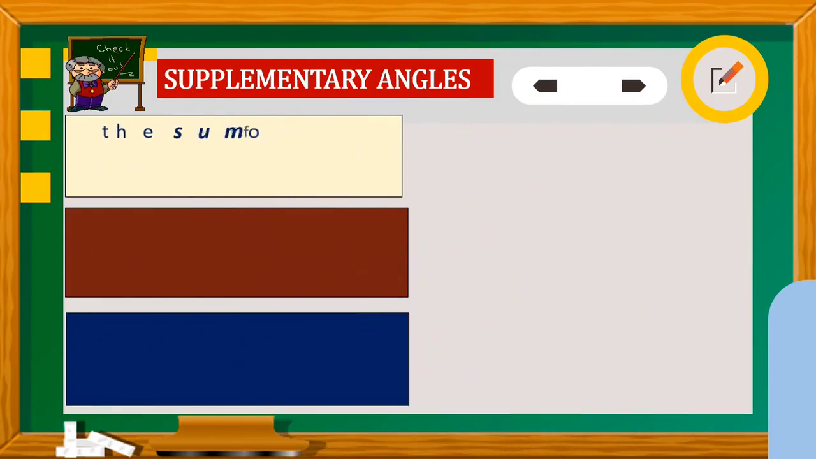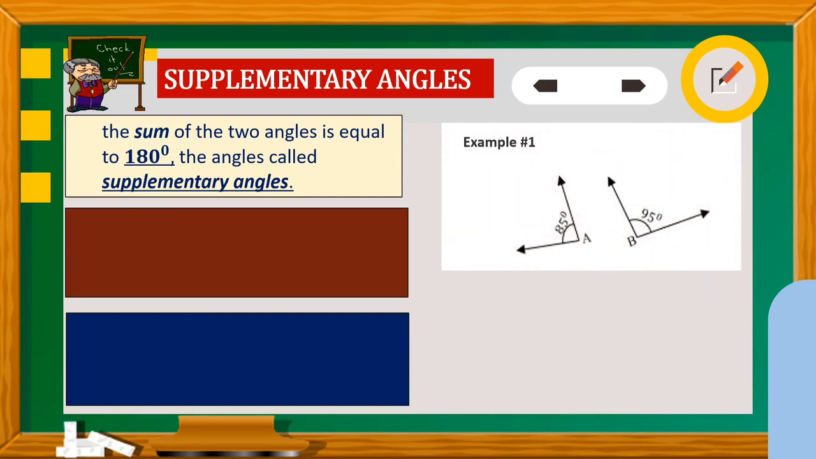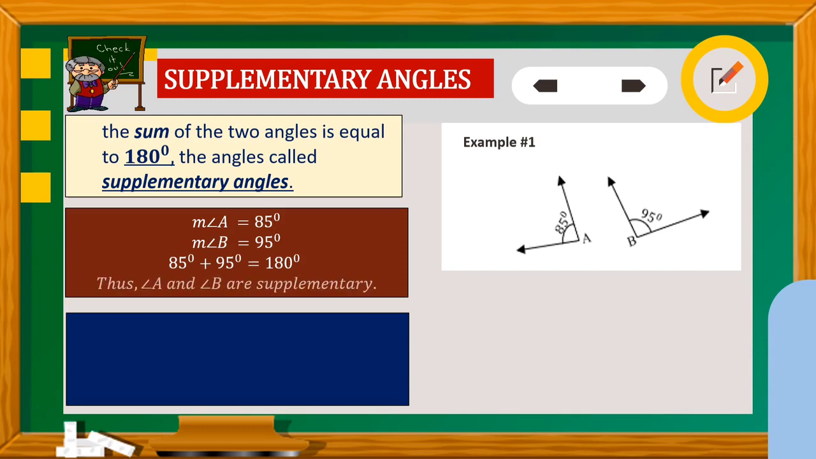Supplementary angles. If the sum of two angles is equal to 180 degrees, the angles are called supplementary angles. Example number 1. Angle A and angle B. Angle A measures 85 degrees. Angle B measures 95 degrees. 85 degrees plus 95 degrees is equal to 180 degrees. Thus, angle A and angle B are supplementary.